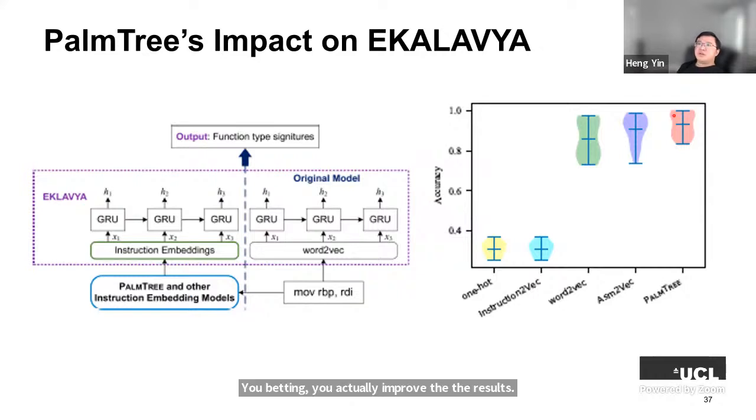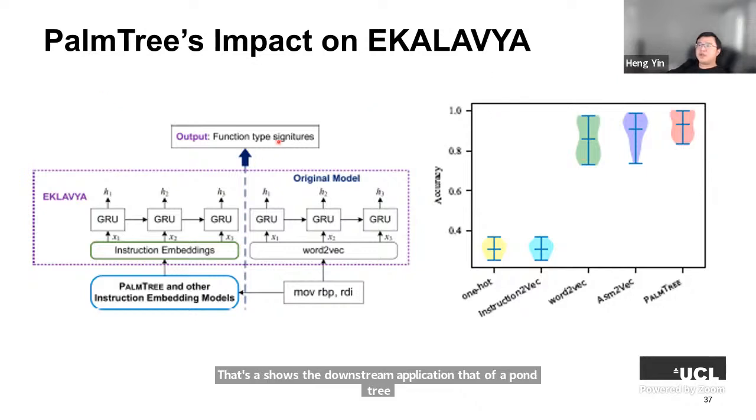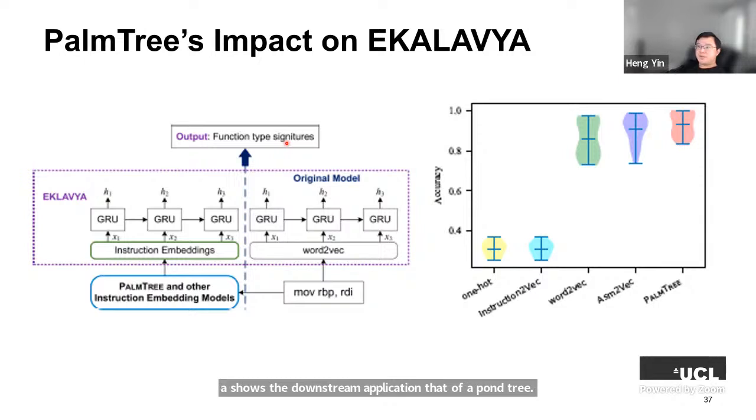This is another example that shows the downstream application of PalmTree. So EKLAVYA is a function type signature inference work. Okay, so the original model is here. As you can see, it uses word2vec and feeds into this GRU layer. Then we replace this word2vec with our instruction embedding, and we see how it goes.